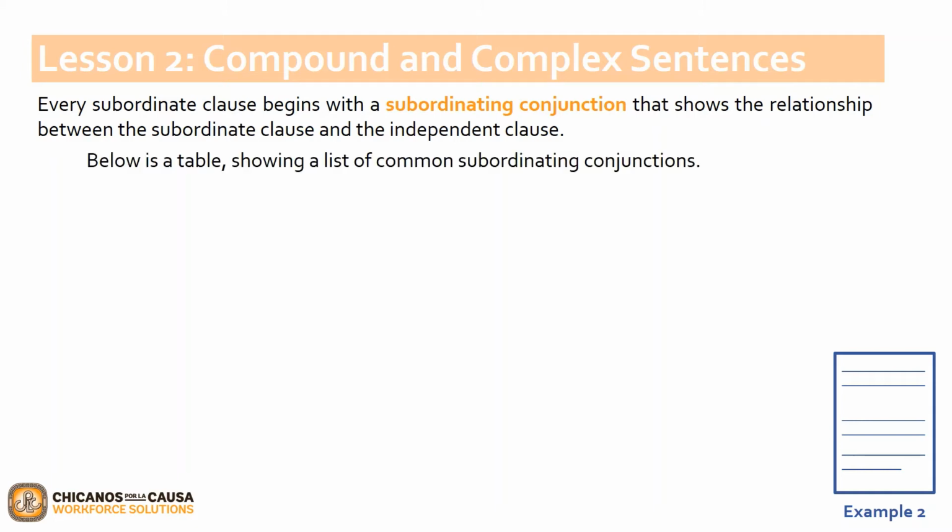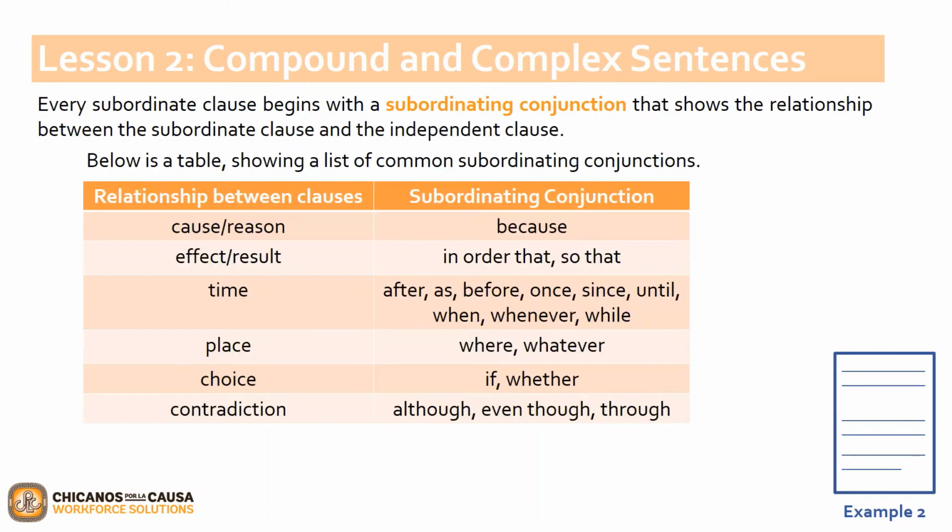Below is a table showing a list of common subordinate conjunctions. As you can see in the table, on the left column, it says relationship between clauses, and on the right, it says subordinate conjunction. In the first row, for relationship between clauses, it says cause or reason. The subordinate conjunction for this would be the word because. In the second row, it says effect or result. The subordinate conjunction for this would be in order that or so that.